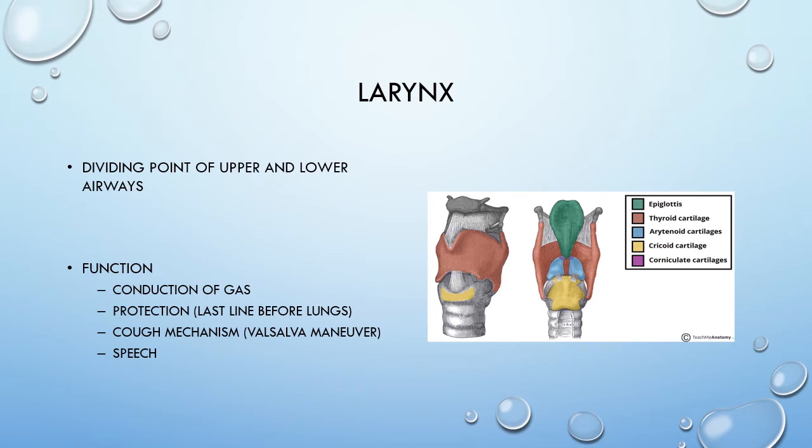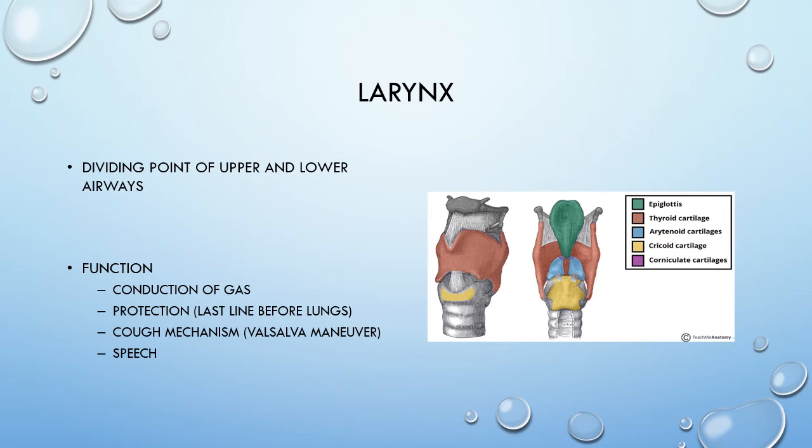So the green thing is the epiglottis. This pink stuff is the thyroid cartilage. These two little portions here are the arytenoid cartilages. This is the cricoid cartilage. And then these two tiny little purple parts are the corniculate cartilages.